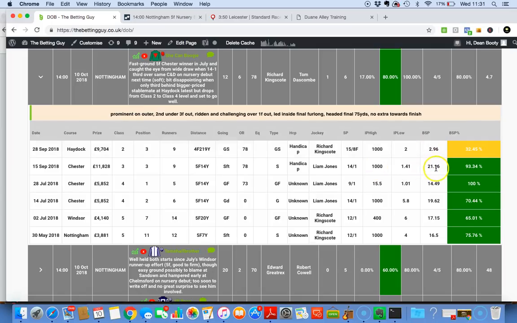Here we can see Betfair SP of 21. This is why the exchanges are so good. I mean, look at this, 14s, and Betfair SP was over 20s. It went down to a low of 1.41.